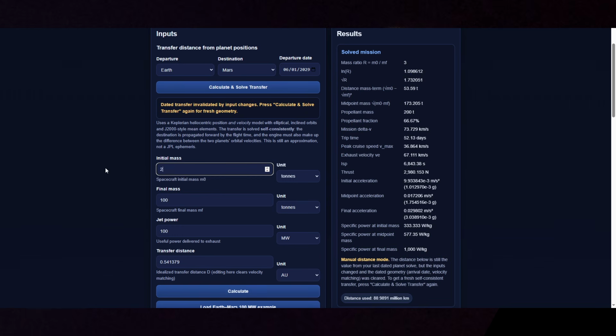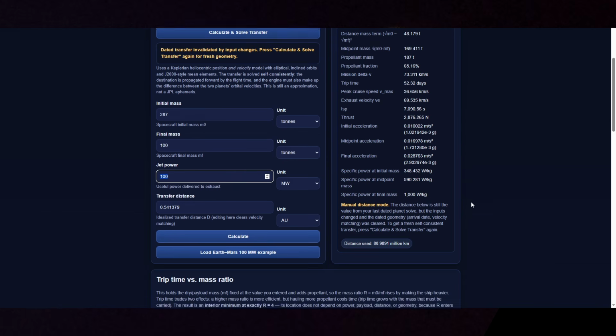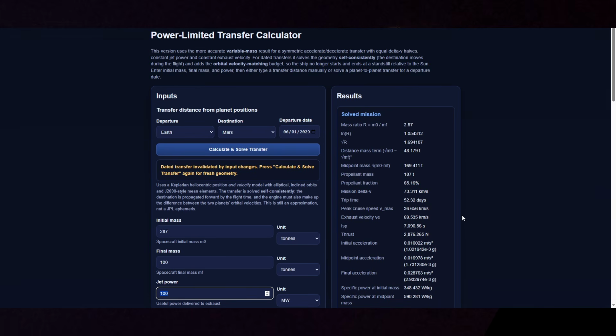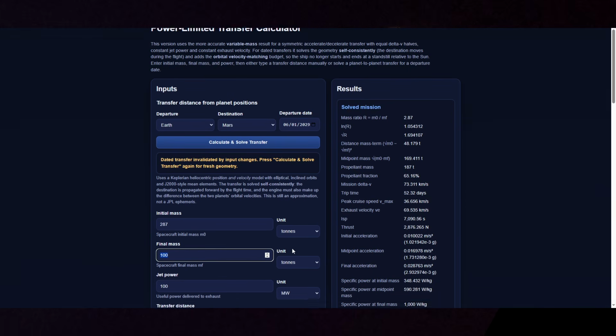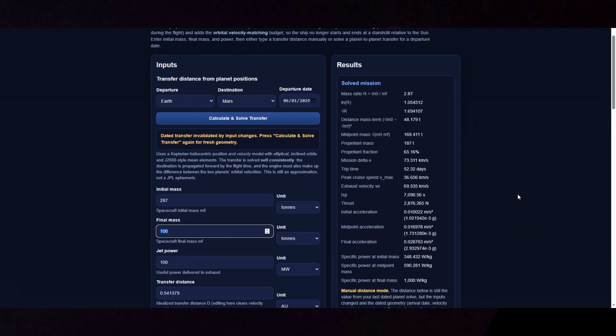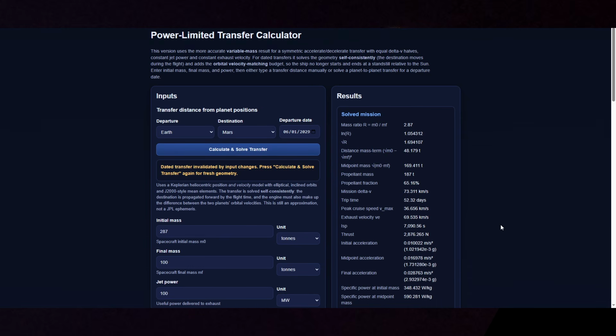If you did have the mass ratio of 2.87, which was our initial estimate, you're losing maybe a day at most, and you've saved yourself probably an extra launch, right? What you need in the system is a 2.8 kilonewton engine that gives you 7,090 seconds of ISP, assuming you have a 100 megawatt system. So, yeah. 100 megawatts is a lot, though. You're probably going to have trouble getting that in 100 tons with the radiators and all that business. So that's the trick. Anyway, that's the power limited transfer calculator.